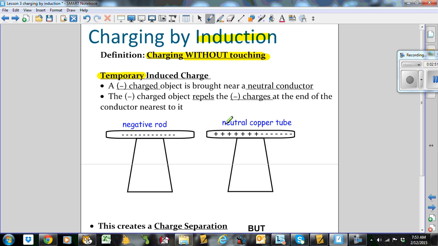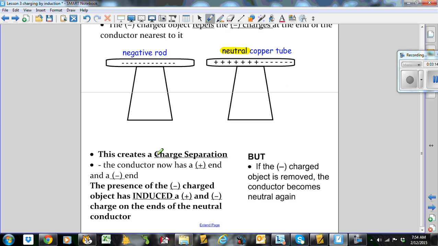So here we have a neutral copper pipe and a negative rod. It's brought in close, and because these electrons here repel these electrons here, the ones on the copper pipe are moved towards this end. So now we have two different regions: a positive region and a negative region on this end. This creates what we call a charge separation. The conductor now has a positive end and a negative end. The presence of the negatively charged object has induced, or created, without any contact, a positive and negative charge on the ends of the neutral conductor.